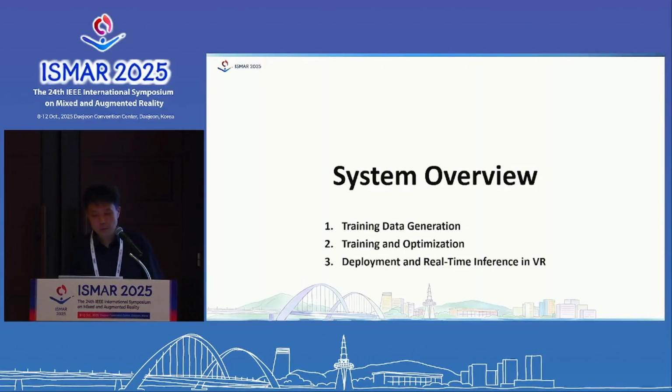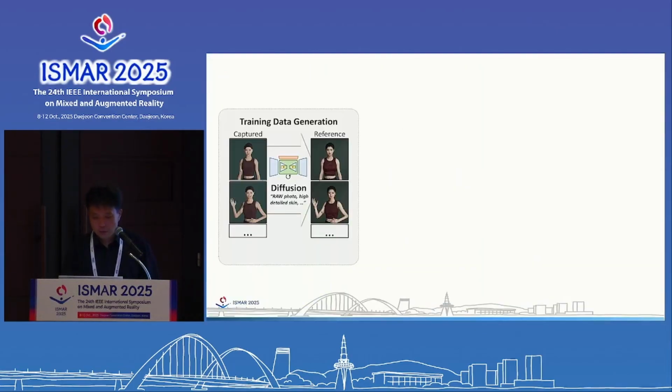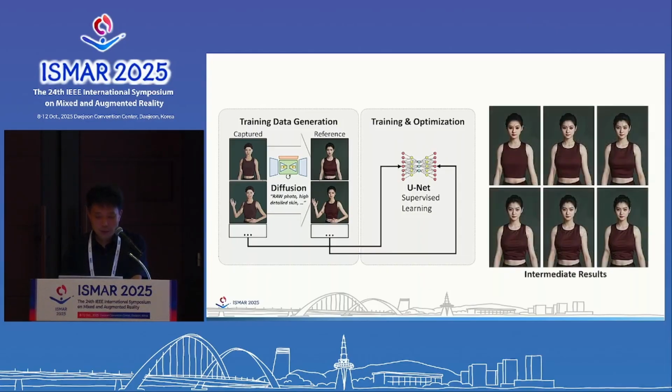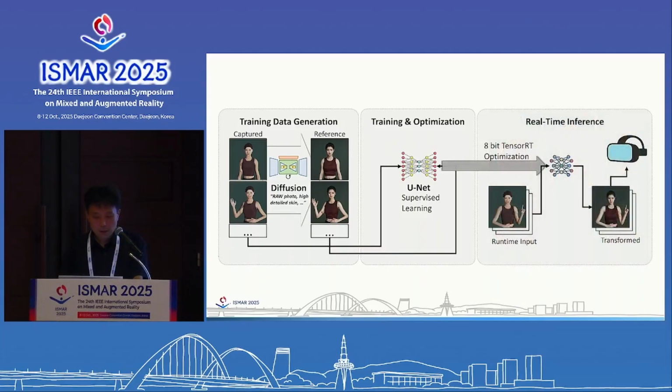Now let me introduce the proposed system. First, we create the training pairs using diffusion models. They transform rendered VR images into photorealistic references. Next, we train a lightweight U-Net to learn this transformation directly. It learns to map from renders to photorealistic styles through supervised learning. Here you can see how the network progressively learns the transformation. Finally, we optimize the trained model and deploy it for real-time VR, processing each frame independently.